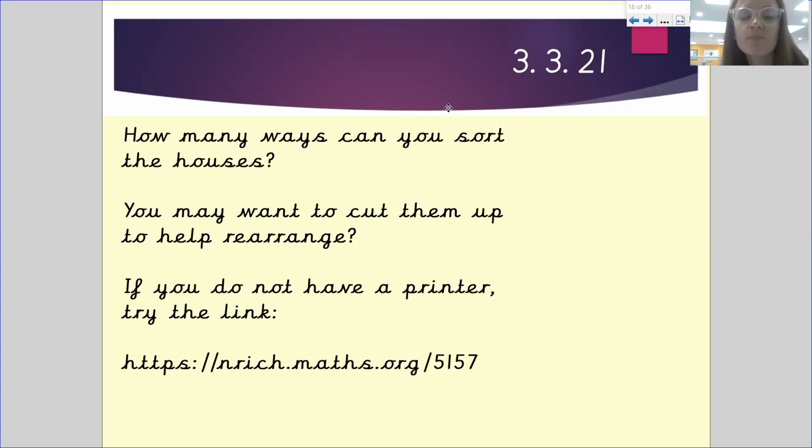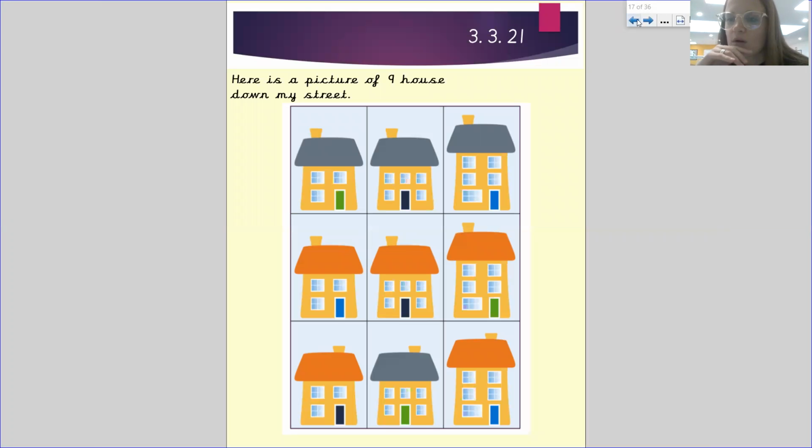You may want to cut them up and rearrange them. You may want to draw them if you can. If you don't have a printer, try this link here, and I will put it in the description below. And you need to sort these houses. So see different ways that you can sort them.